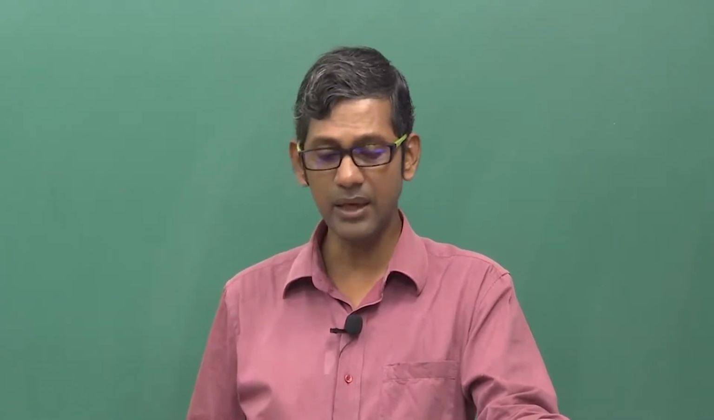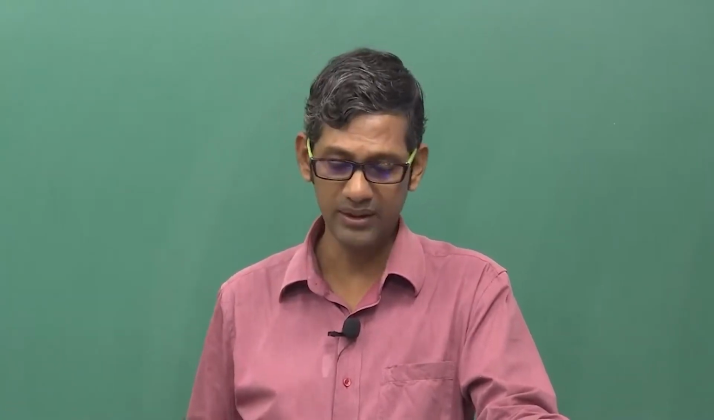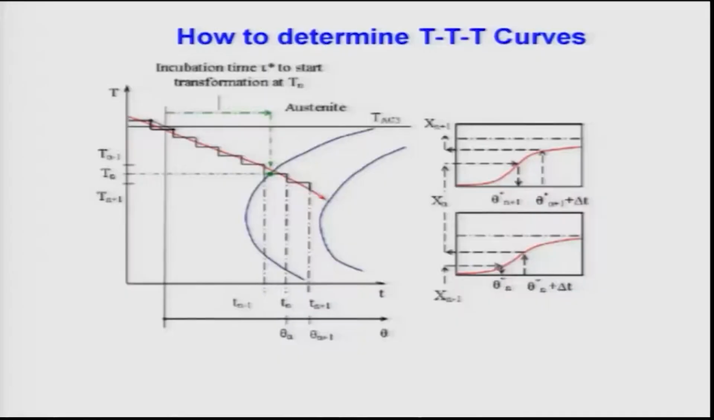Okay, then the next curve is also to let you know how these things are done. Again, one can actually do it in an intelligent way. As you see here, this is fraction transformation, what is known as x, versus time, and you can see here at time theta n and at time theta n plus delta t, we can determine the percentage transformations differently. This is again an S curve, here also an S curve. So, one can determine different percentages of transformations and then we can bring it there, that is possible.